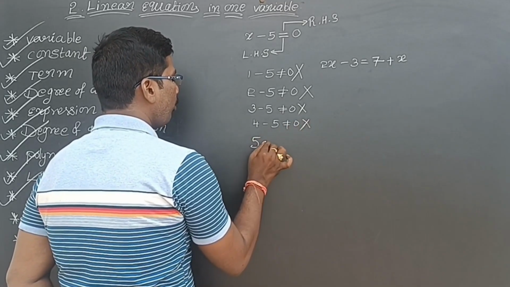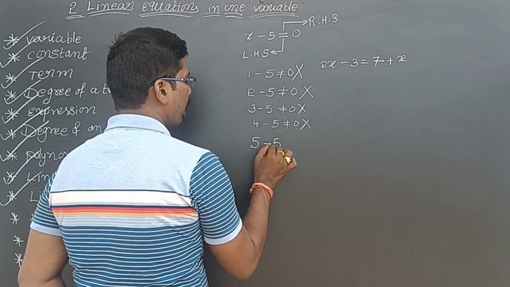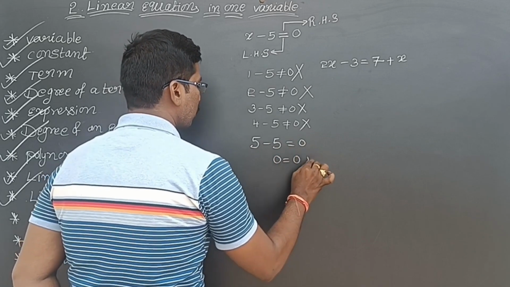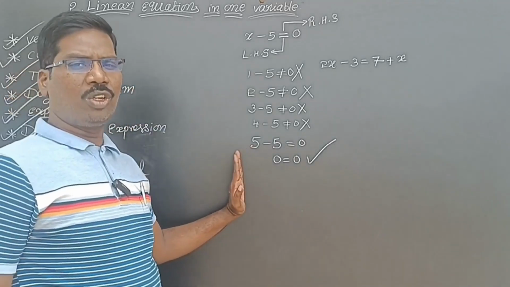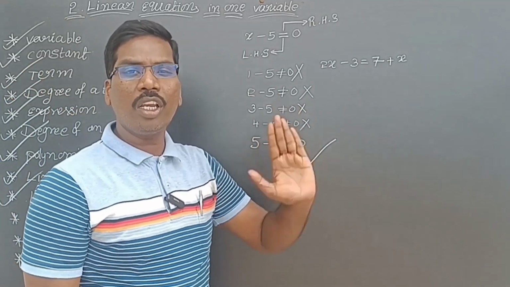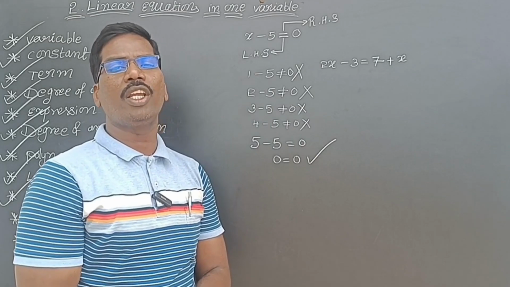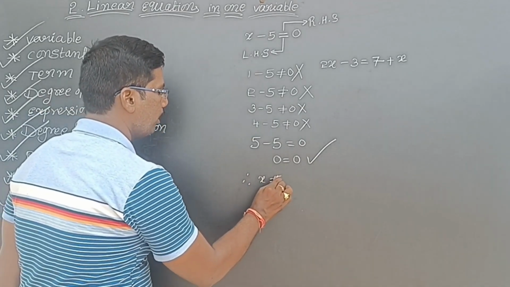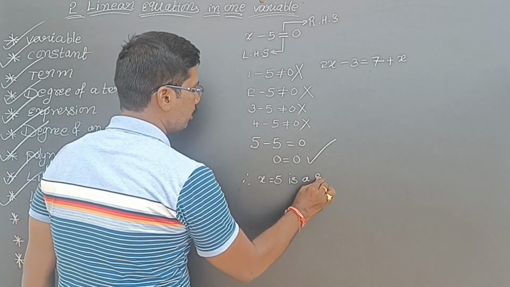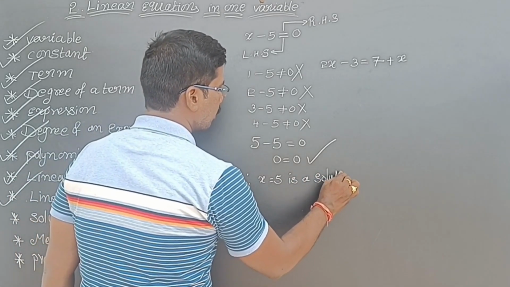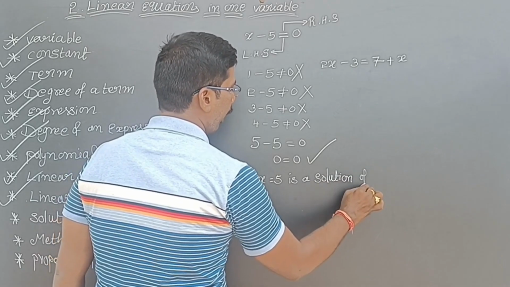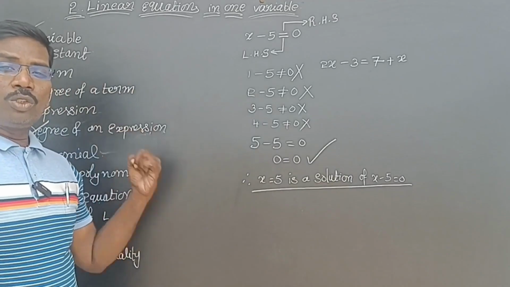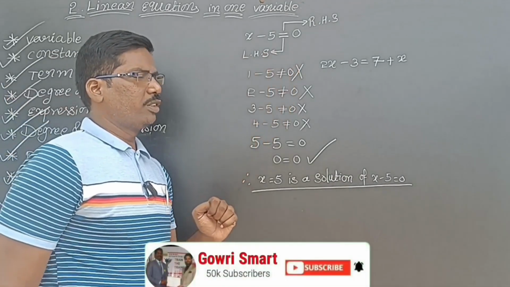Now I am taking x is 5. Then 5 minus 5 is equal to 0. On the left side I am getting 0, and on the right side also I am getting 0. So these two are equal. Now we can say that x is equal to 5 is a solution of the equation x minus 5 is equal to 0. Now we'll find the solution for the other one.